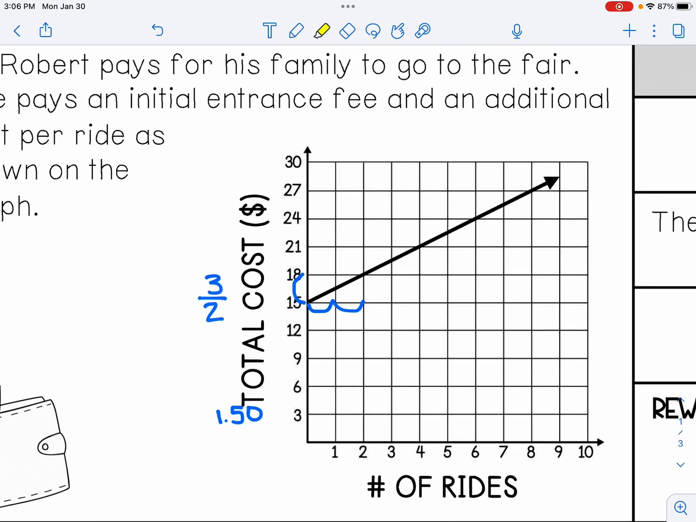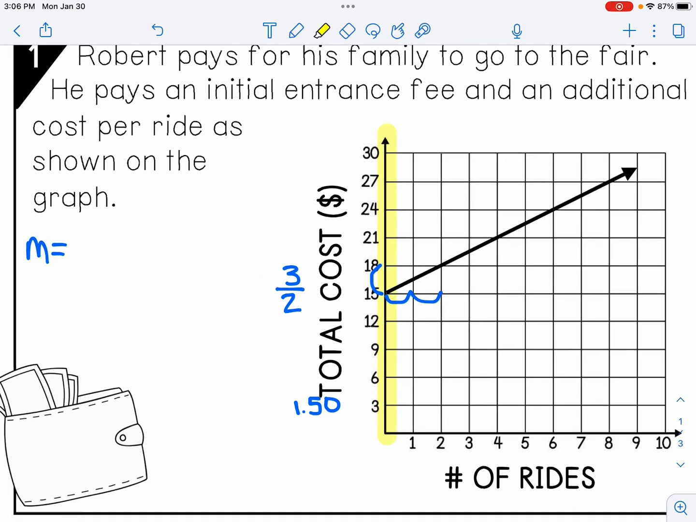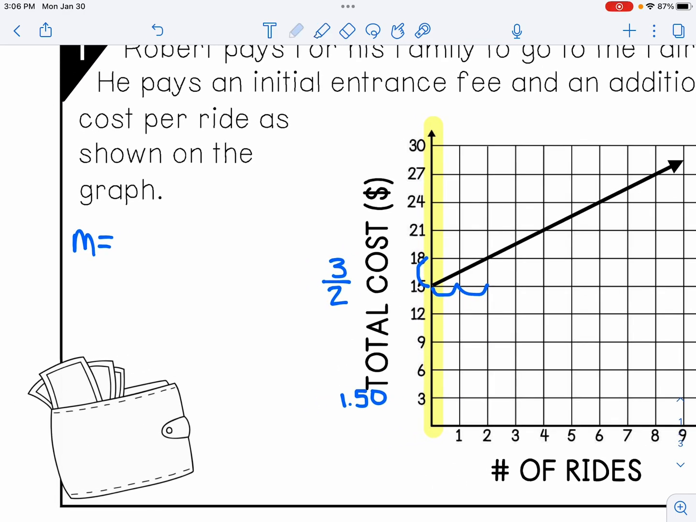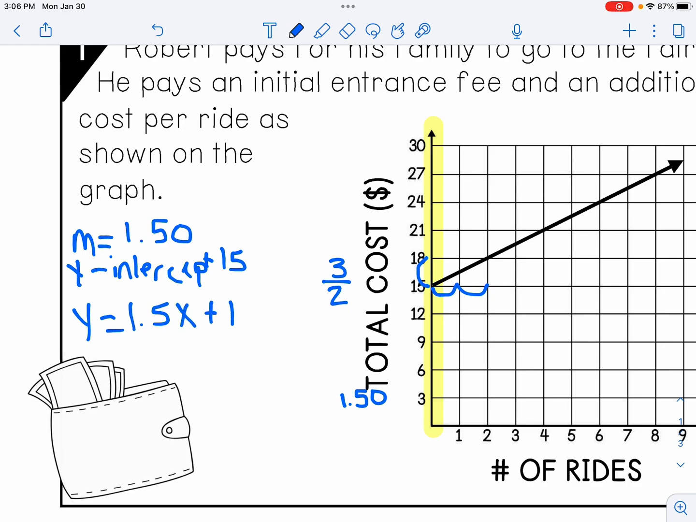Next, we're going to look at where the y-intercept is, and the line crossed at 15. So I know that the slope is $1.50, and the y-intercept is 15. I can make that into an equation: y equals 1.5x plus 15.